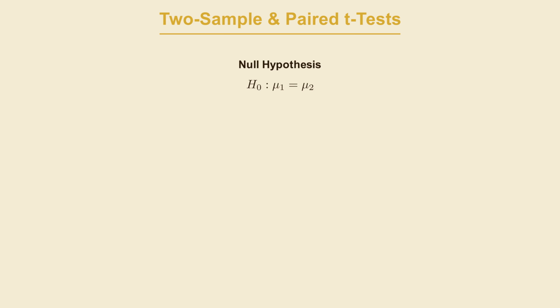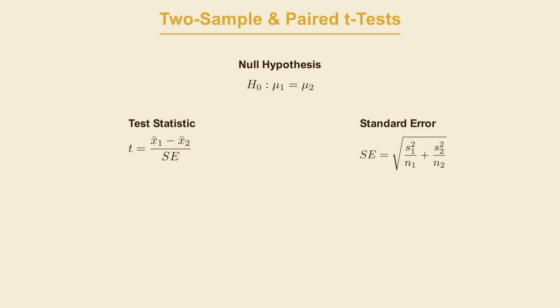The null hypothesis is that the two population means are equal. The test statistic is the difference between the two sample means divided by the standard error of that difference. The standard error of the difference combines the uncertainty from both samples. It is the square root of the first group's sample variance divided by its sample size, plus the second group's sample variance divided by its sample size.